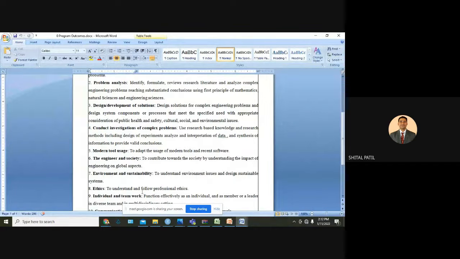Then environment and sustainability: understand environmental issues and design sustainable systems. I think everyone understands what sustainable development is. Yesterday I was going through a newspaper, and the news was like this: the development model given by the British, who were in India for around 100 to 200 years, depends upon exploitation. Whose exploitation? Exploitation of everyone. Wherever possible, we have to exploit. This type of model is there.